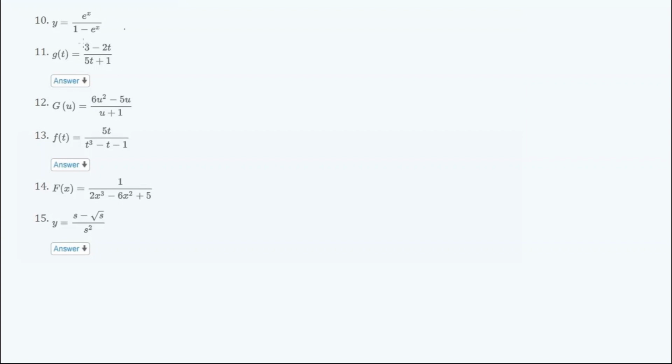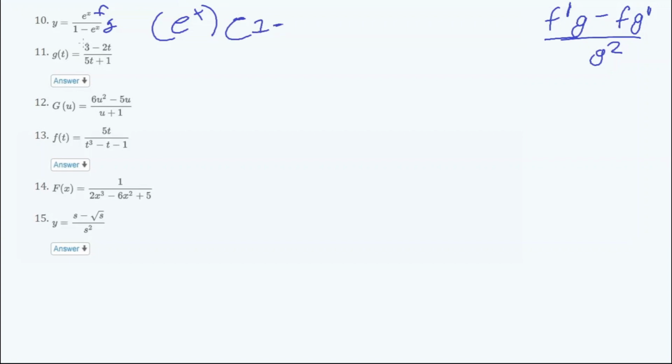Alright, so let's take a look at number 10. Number 10, we're going to have e to the power of x over 1 minus e to the power of x, so the quotient rule, we'll write it up here. It's going to be f prime g minus f g prime over g squared. And if we apply the quotient rule, we're going to have f prime, which is going to be e to the power of x, multiplied by g, which is going to be 1 minus e to the power of x. And that's going to be minus f, which is going to be e to the power of x, times g prime, which is going to be just negative e to the power of x.